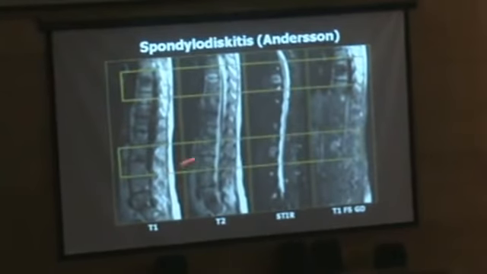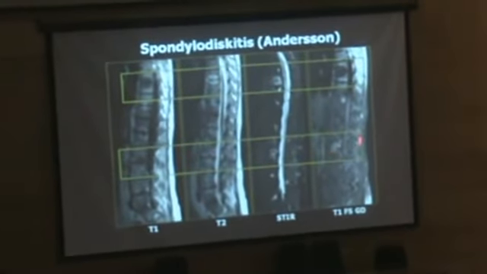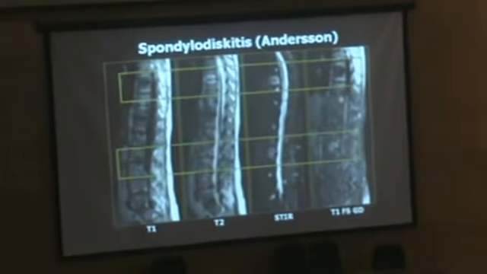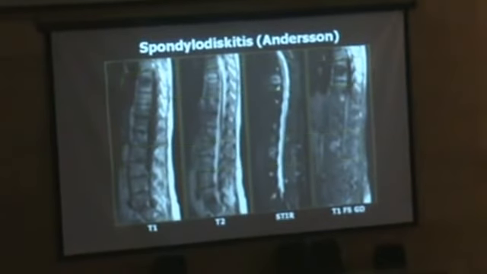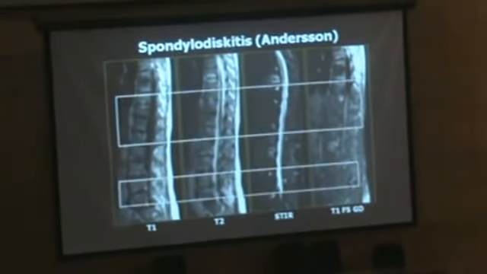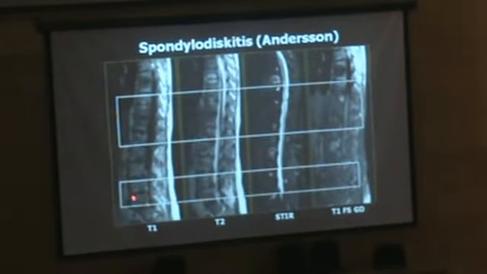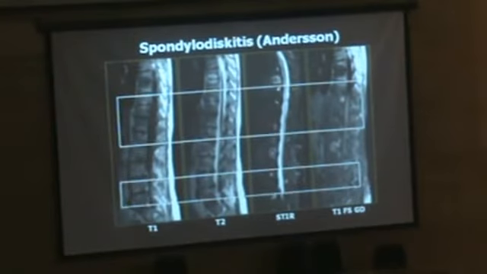So here are some levels where we see low signal intensity on T1 and high signal intensity on T2 and STIR, with inflammatory enhancement after gadolinium. So those levels have inflammatory activation. On the other hand, we have some levels where we see the signal of fat, with high signal intensity on T1 and T2, and no high signal intensity on STIR and no enhancement after gadolinium. So those are chronic or inactive Anderson lesions, or chronic spondylodiscitis.